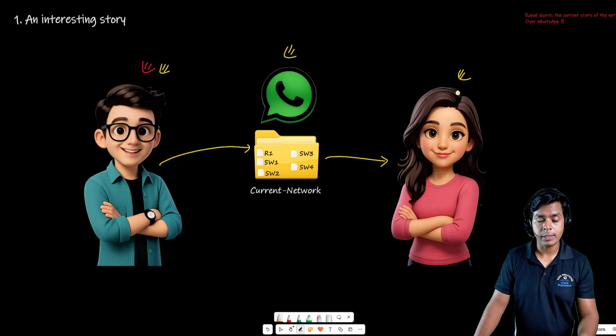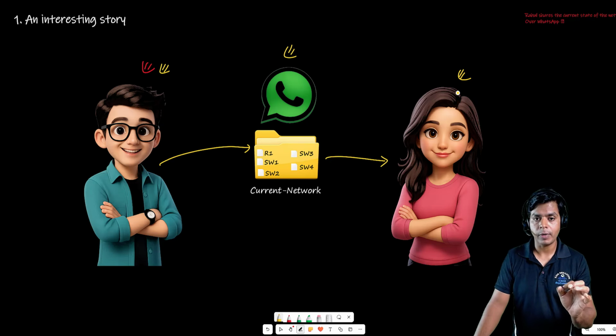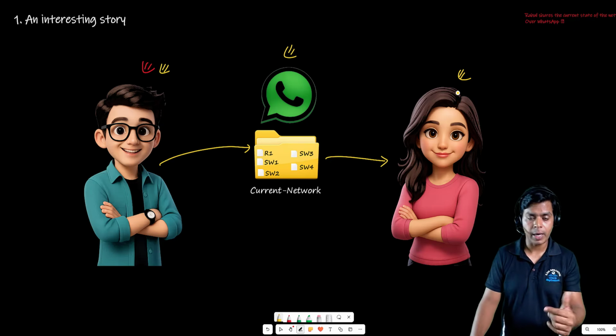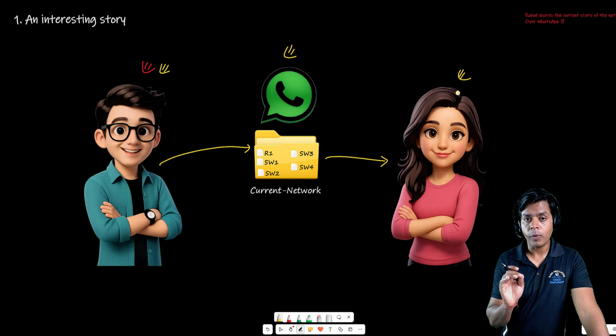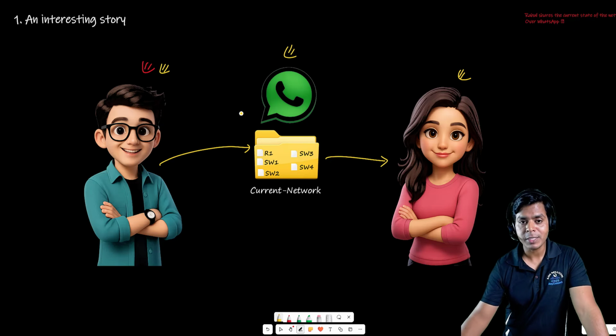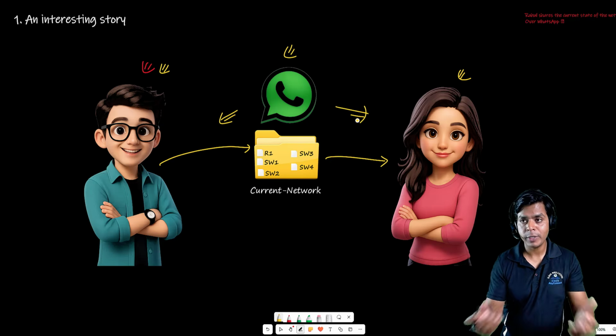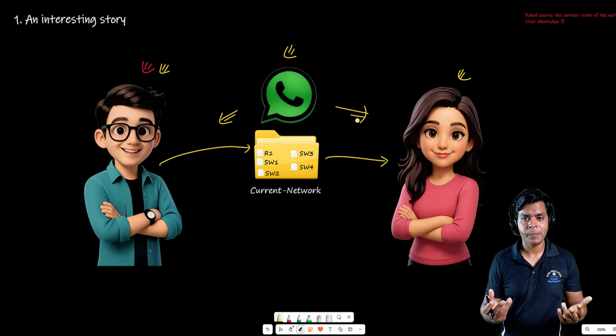And Rahul says this is the current state of our network. We have 5 devices, we have 5 files, and whatever is running right now on these devices, I am giving you. One big problem is that now, instead of only one guy managing all these folders and files, we have two different people.